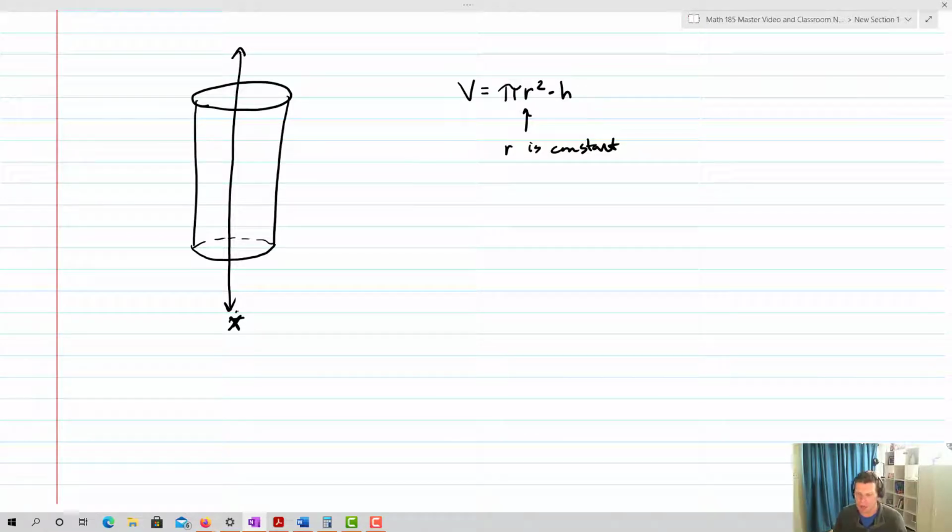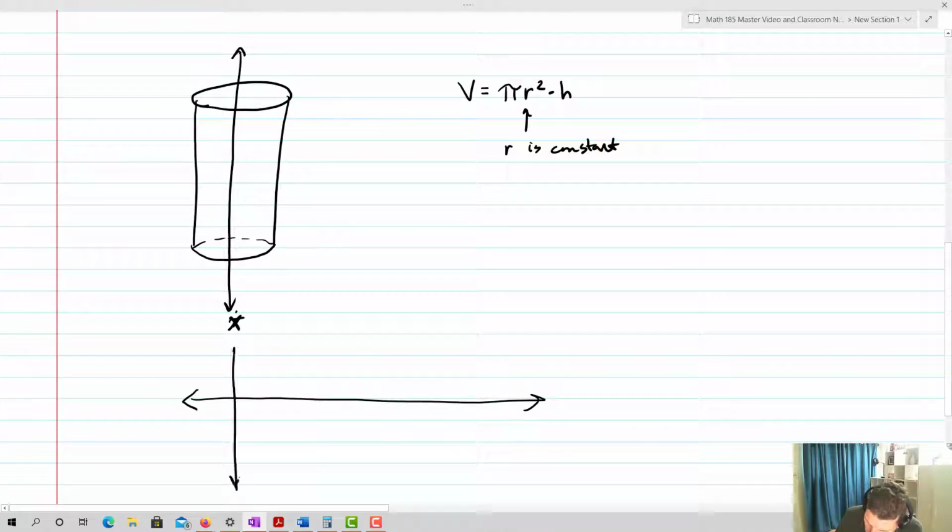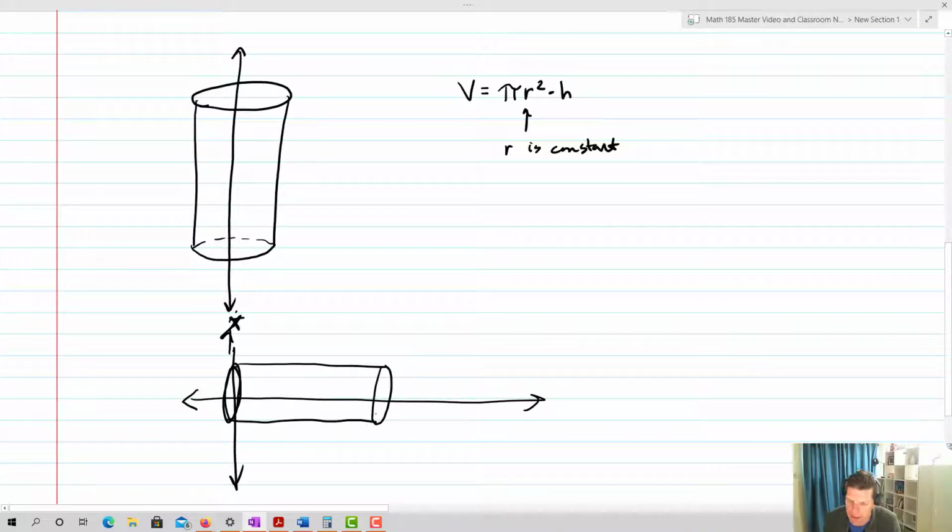Well, what I want to do is turn my coffee mug on its side. And when I turn my coffee mug on its side, you're going to notice that surface of revolution that we've talked about before. And I'm going to have this. Here's my radius, and here's some kind of x value.